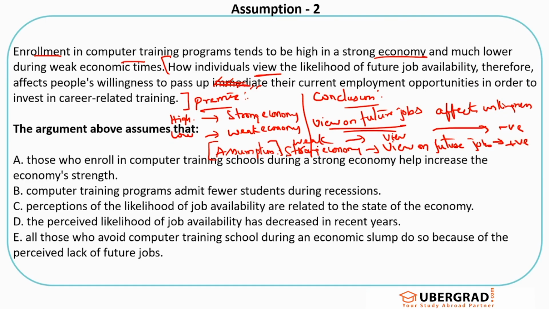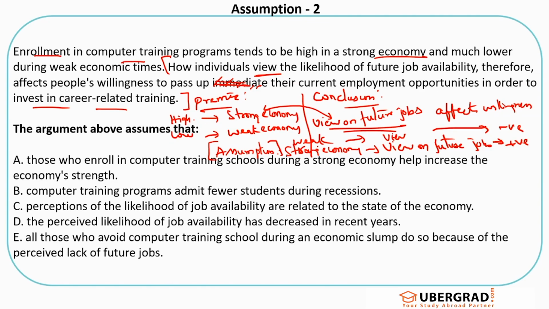Right, that is a link that we need to connect. Why? Because you see the enrollment in the programs according to the argument is linked with the economy. Strong economy, high enrollment, weak economy, low enrollment. The conclusion the passage author is trying to say is that people's perception or view on the future jobs, whether I can get a job or not, will decide whether they will enroll in the program or not, because they will invest in the career related training, or maybe they just stick to the current job without taking a risk.